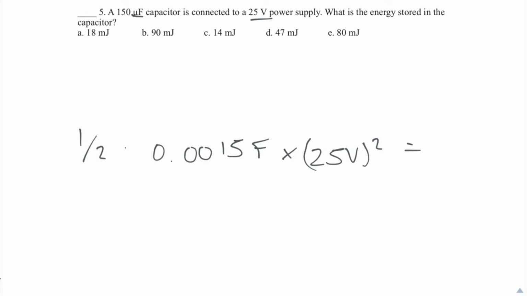And then when you solve for that, you get 0.047 joules. And then since the answer is desired in millijoules, we would just move that over 3 spaces and we get 47 millijoules.